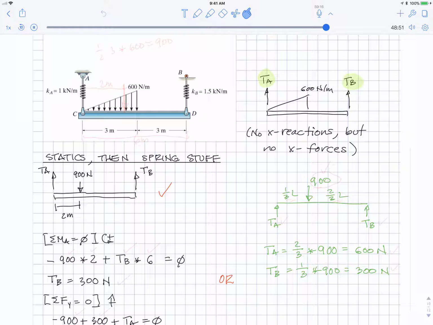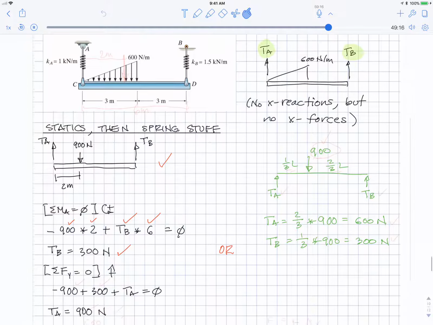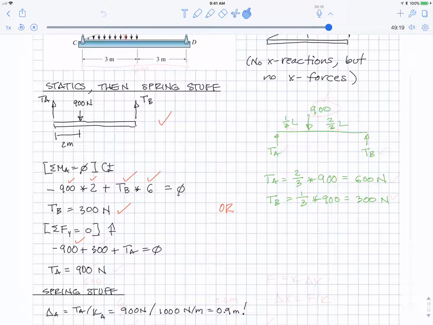I just decided to take moments about A, and arbitrarily pick that. Going clockwise around A, you have that 900 times the distance of 2, and going counterclockwise around A, you got TB times this distance of 6. TB is just 2/6 or 1/3 of 900, which is 300, positive, so going up. Then I sum forces in the y direction, 900 going down. We just got that 300 going up, so oops, I made a mistake there. TA must be 600 going up, right? 300 plus 600 going up.